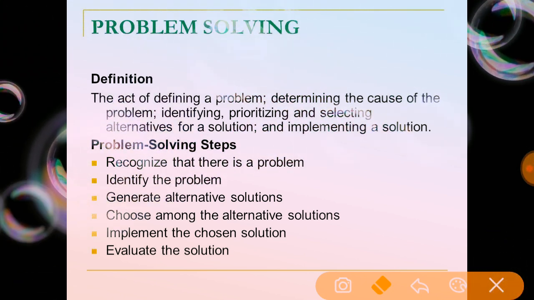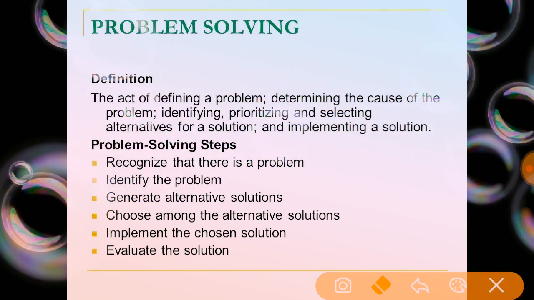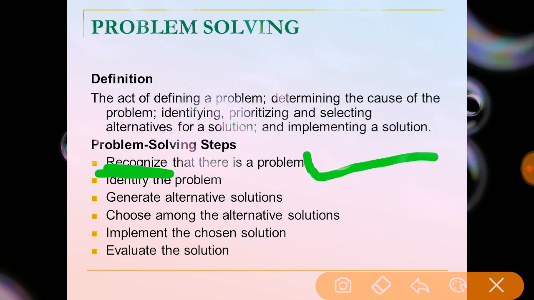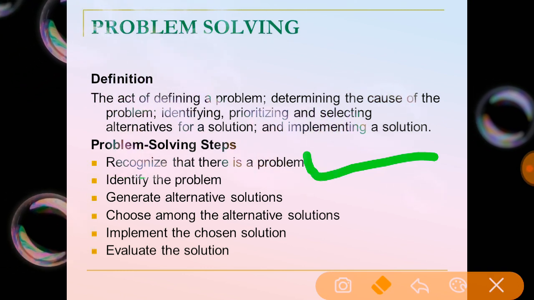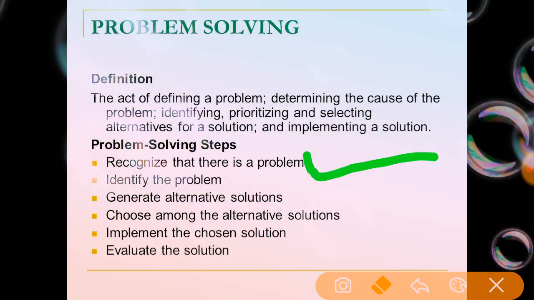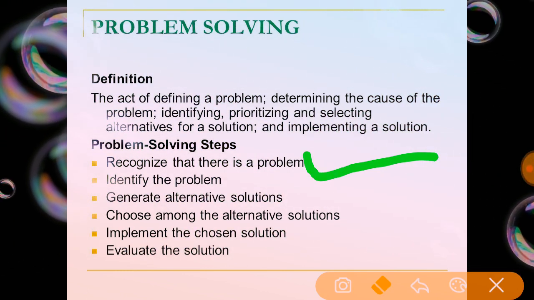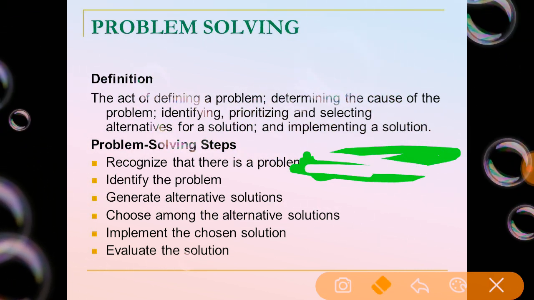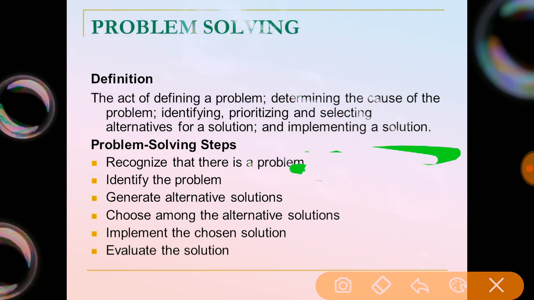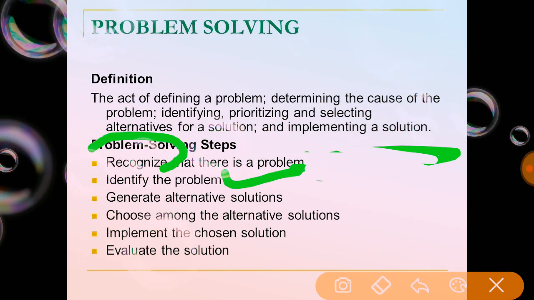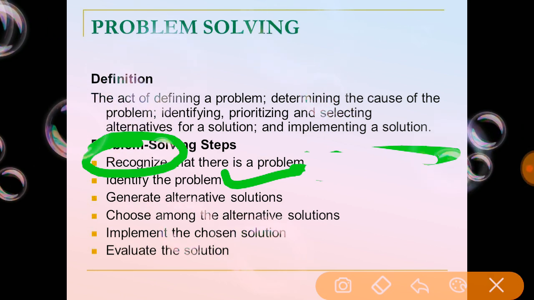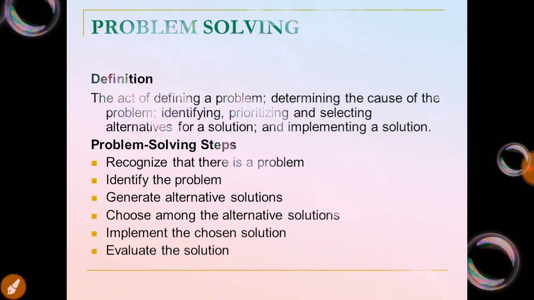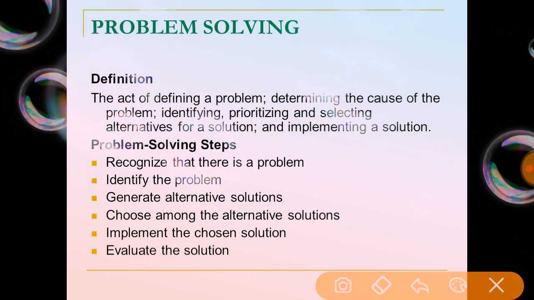So here the first is to recognize that there is a problem. The first major thing is to recognize. As a researcher, we have to recognize if there is any current situation the people are facing. Then coming to the second one, identifying the problem. So already you have recognized that in a particular place the people are facing this problem. After recognizing, you have to immediately identify the problem.